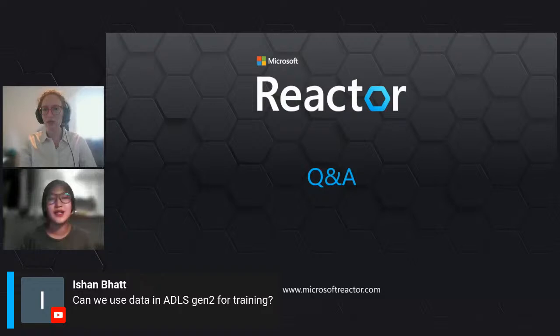Ishan said, can we use data in ADLS Gen 2 for training? Yes, you can. If you're using the Synapse part, it's acceptable. But if you're using the API for this Anomaly Vector, you should do some data transformation from your ADLS into the blob storage, and transform your data into a data format that we accept.